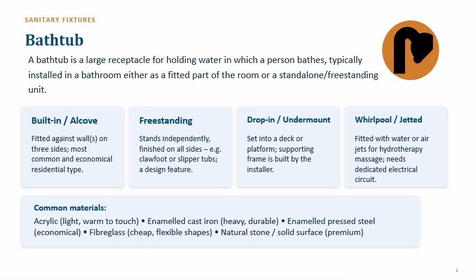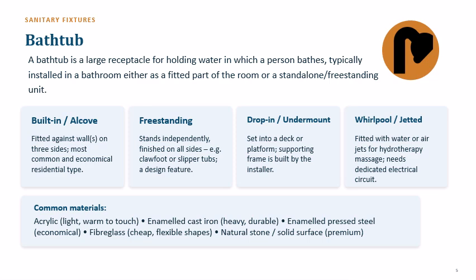The first one is the built-in or alcove, the second one is the freestanding, the third one is the drop-in or undermount, and the fourth one is the whirlpool or jetted. The built-in or alcove is fitted against the wall on three sides. It is the most common and economical residential type. Freestanding stands independently and is finished on all sides, for example clawfoot or slipper tubs. Drop-in or undermount is set into a deck or platform, and the supporting frame is built by the installer.